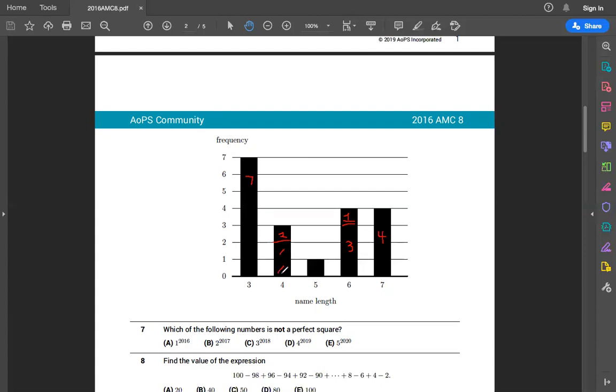2 people have 4 letters, 1 person has 5 letters, so the person in the middle would be one of the people that has 4 letters in their name. So the answer would be 4, which is B. I won't scroll back up, but the answer is B, 4.